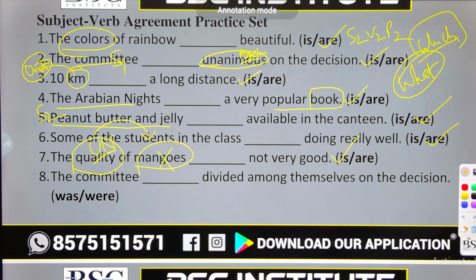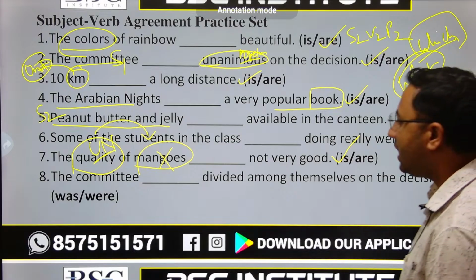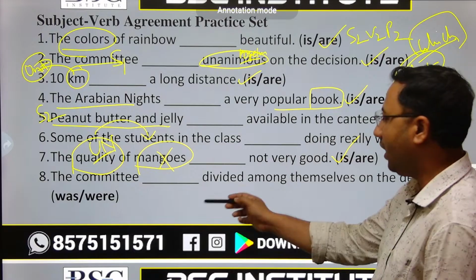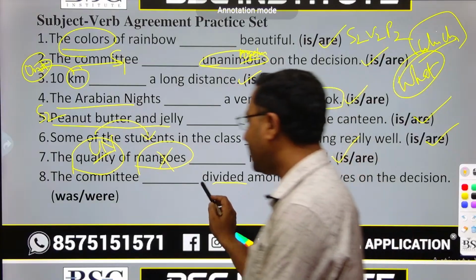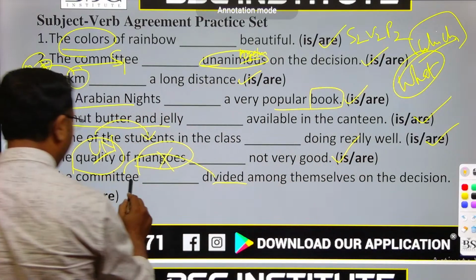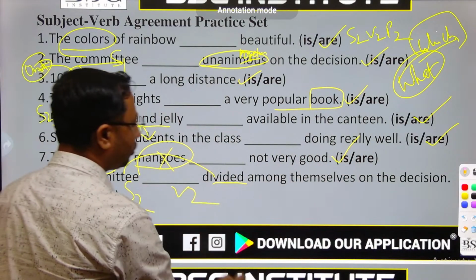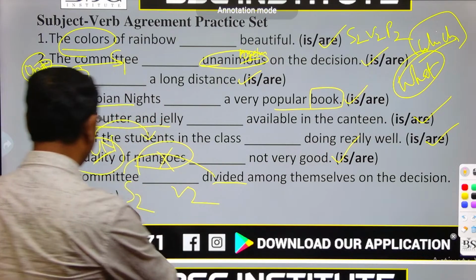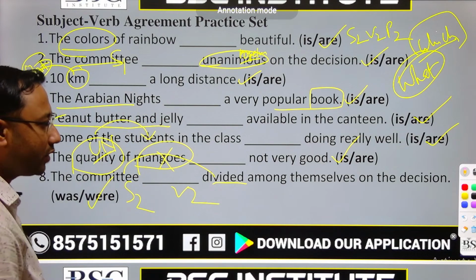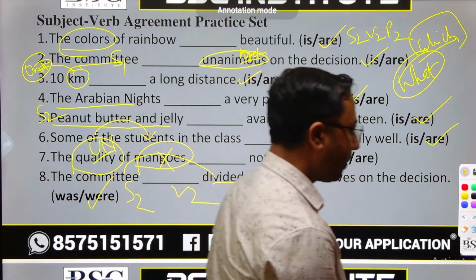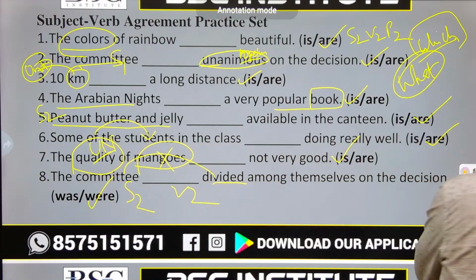Next, the committee dash divided among themselves. They is themselves, the question itself told us divided, that means this collective noun becomes now S2, and S2 follows V2, so I have to answer this. Right? I hope this is clear.